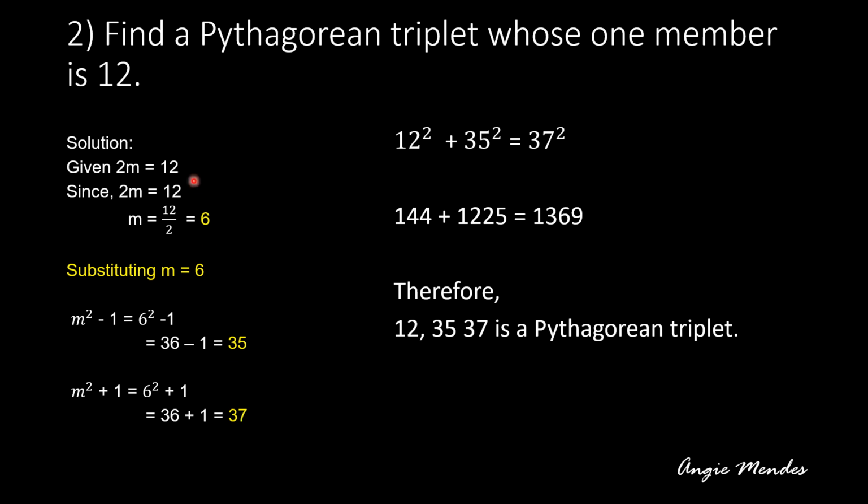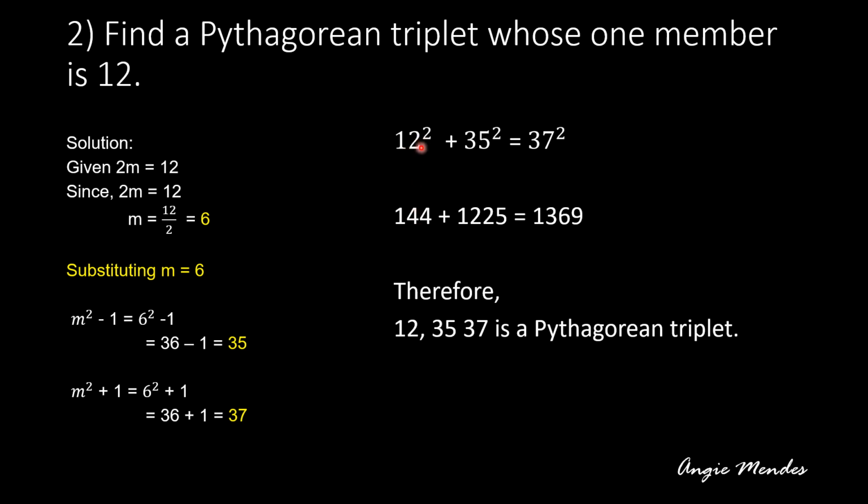Now the first number was given as 12. Don't get confused here. This is the value of m. We already know that amongst the Pythagorean triplet, one member is 12. So we had to find the next two members of this triplet. So we will do 12 square plus 35 square is equal to 37 square, because this is what the formula states.